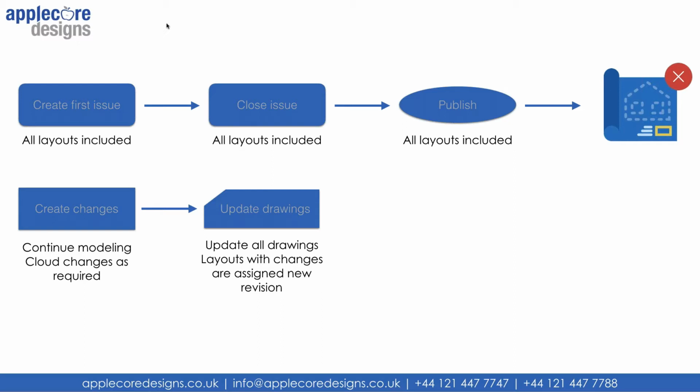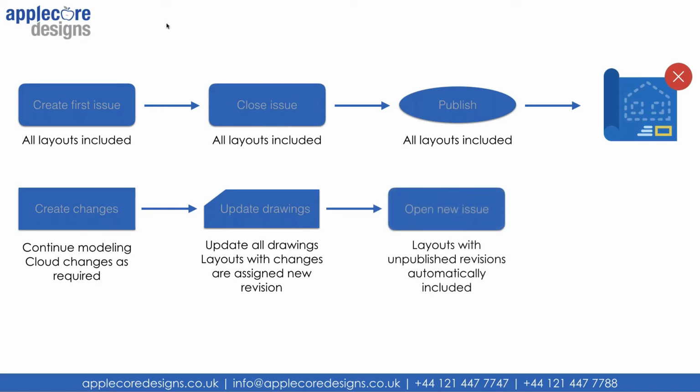So any layout that has been issued previously and contains a change that is different from the previous set of changes will be marked as a new revision, and the new revision ID will be assigned to it. Once this process is complete, which is an automatic process, all we need to do is open the new issue, so open the next issue of the drawings.